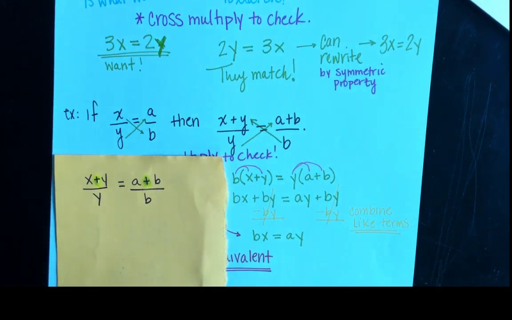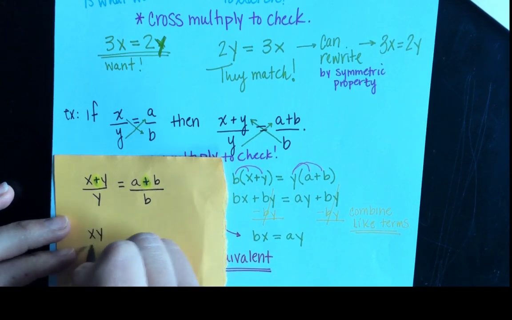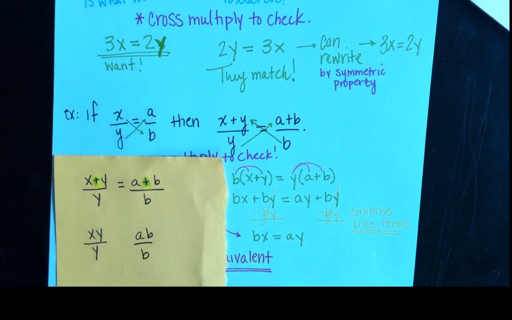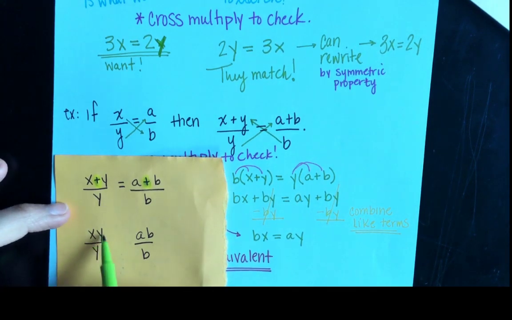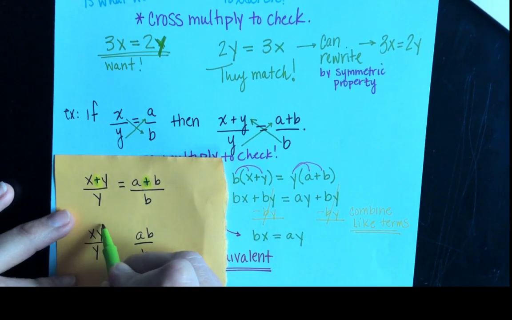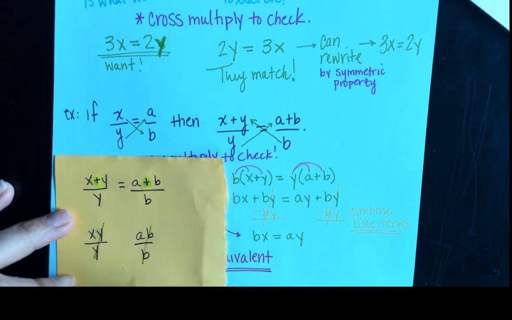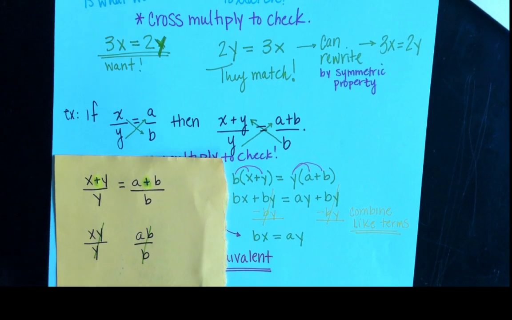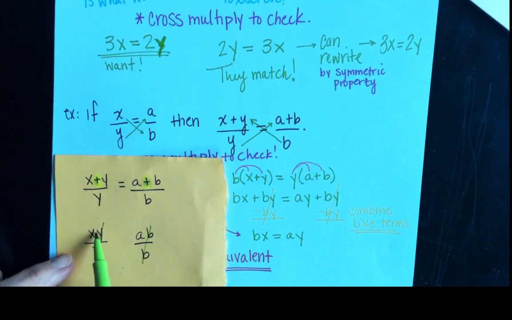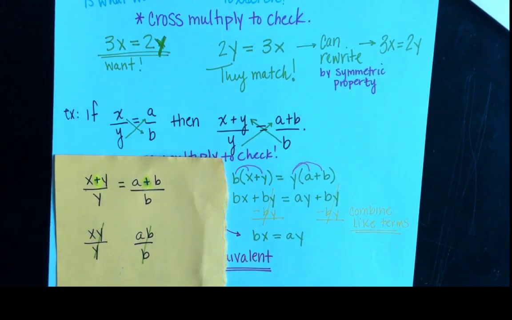What you're thinking about, Beth, is if I had xy over y, or ab over b. Notice how there's no plus or minus sign. Without that plus or minus sign, this is all multiplication and division. Multiplication and division are inverse operations. Addition and division are not opposite operations. They're not inverse operations. Here you can cancel. Here you can cancel. Up here, you're not allowed. So again, addition and division are not inverse operations. Multiplication and division are.